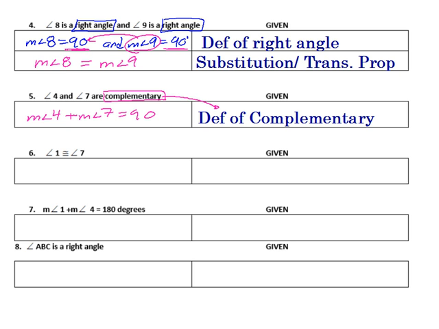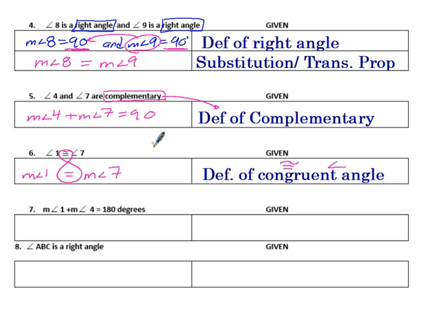Number 6, if I tell you that angle 1 is congruent to angle 7, just like we did at the beginning, I can say that the measure of angle 1 is equal to the measure of angle 7. And that is also the definition of congruent angles. So you're allowed to abbreviate these things too in the notes. You don't have to write the word congruent. You don't have to write the word angle. You can abbreviate wherever you need to. So that works both ways. I can go from congruent to equal or equal to congruent.